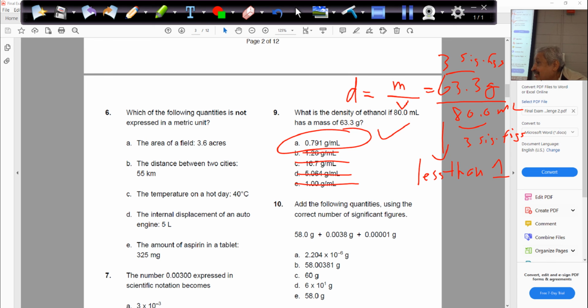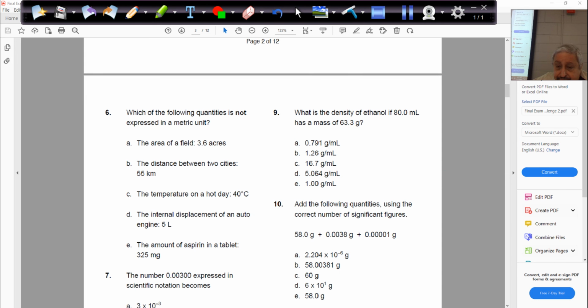Did you check it out? Somebody had checked it? No? Yes? Somebody? Okay, so that has to be the answer, because 80 is bigger than 63, so the answer will be less than 1. So anyway, let's take number 10.